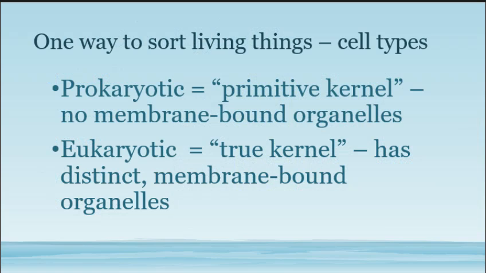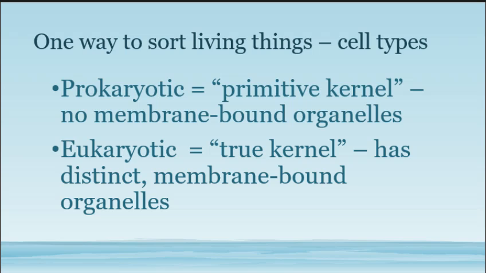So that type of cell is called a prokaryotic cell, meaning primitive kernel. A prokaryotic cell is one that has no membrane-bound organelles. There's nothing in there that's bound by little membranes, and there's not even a nucleus in there. The DNA is floating around. There are ribosomes floating around inside there.